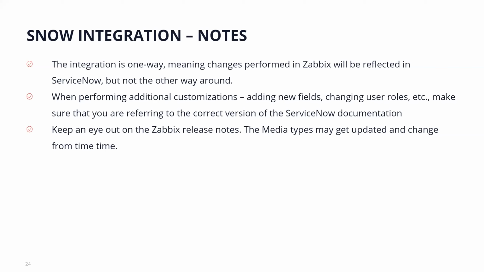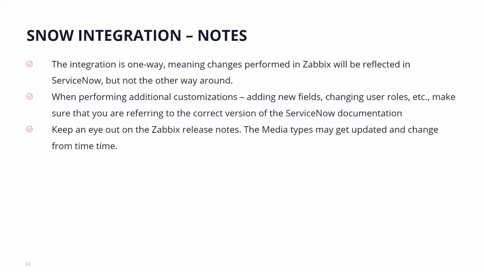When you are performing some additional customizations, changing user roles, adding new fields and so on, and you're reading the ServiceNow documentation, remember that there are differences between ServiceNow versions. So make sure that you're referring to the correct version of ServiceNow. As I said, with the API permissions, for example, version A could have such a set of permissions, version B could have something that's less strict. So be careful with it.